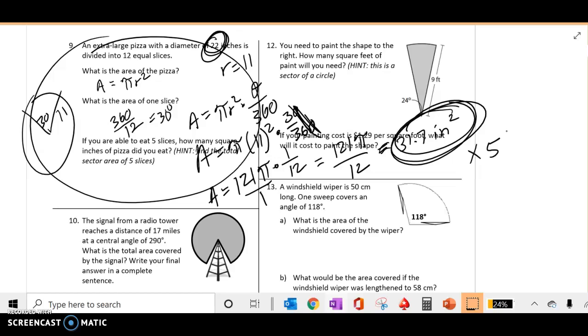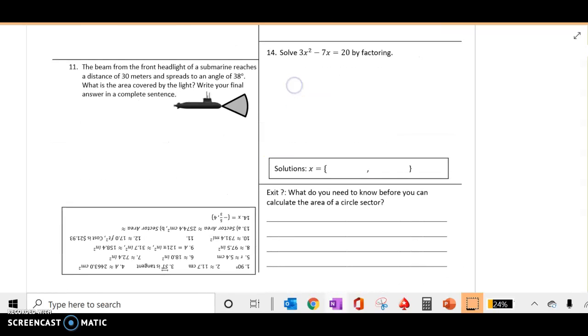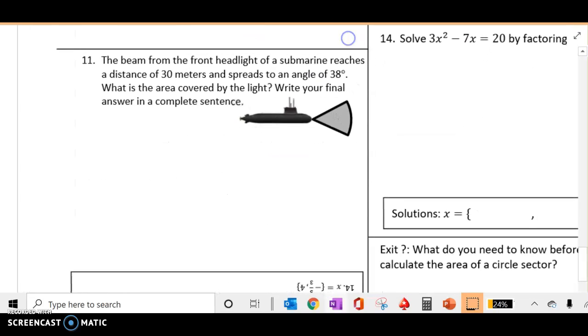How many, let's see, 11, here it is. The beam from the front headlight of a submarine is a distance of 30 meters. So they're saying that this distance right here is 30 meters, and it spreads to an angle of 38 degrees. So 38 degrees, you could even put the 38 out here too, it doesn't matter. What is the area covered by the light?